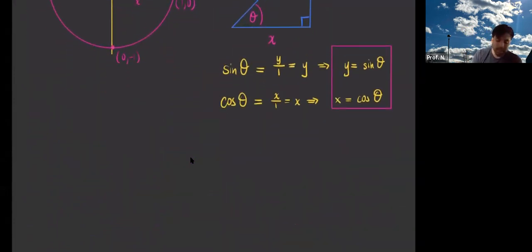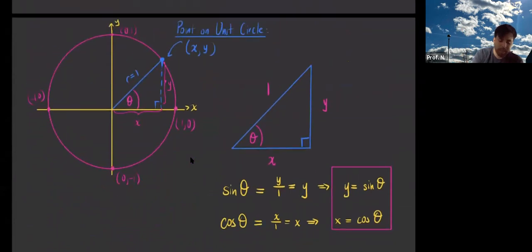So for example, let's look at what happens when the angle that's made between the terminal side and the x-axis is 0 degrees. What happens if I'm at the 0 degree mark?